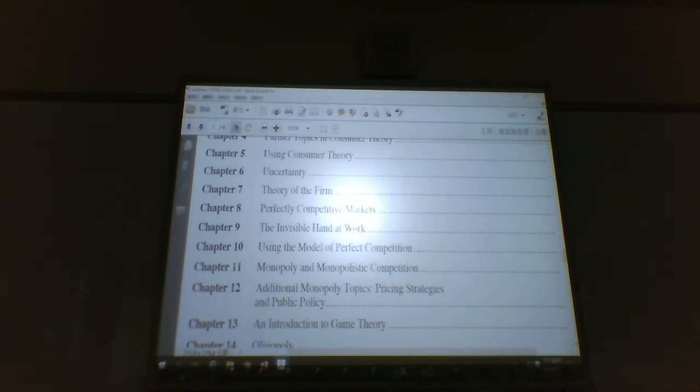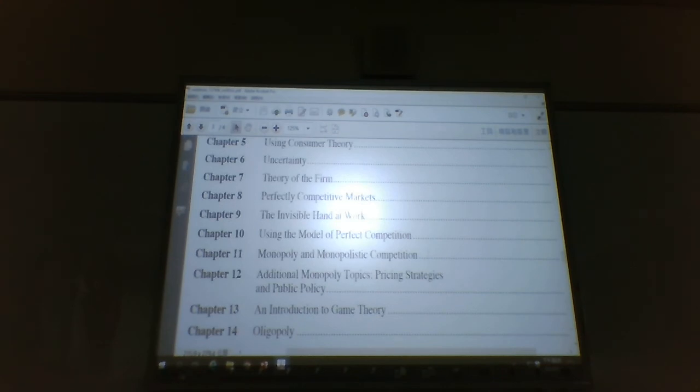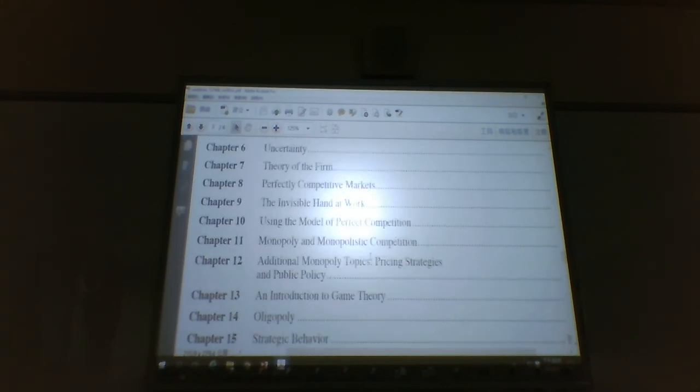To be sure, there are many other features, and we will discuss them when we get to chapter 11. And chapter 12 talks about additional monopoly topics, pricing strategies, and public policy.